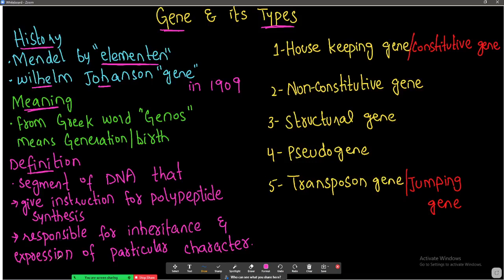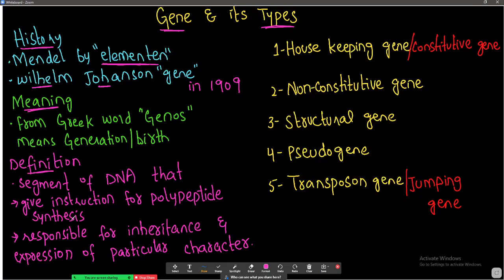So it has a lot of definitions according to its function in the cell. The first and most important function of a gene is that it is a specific segment of DNA that gives information about protein or polypeptide synthesis. The next important definition is that a gene is a specific segment of DNA that is responsible for inheritance and expression of a particular character.